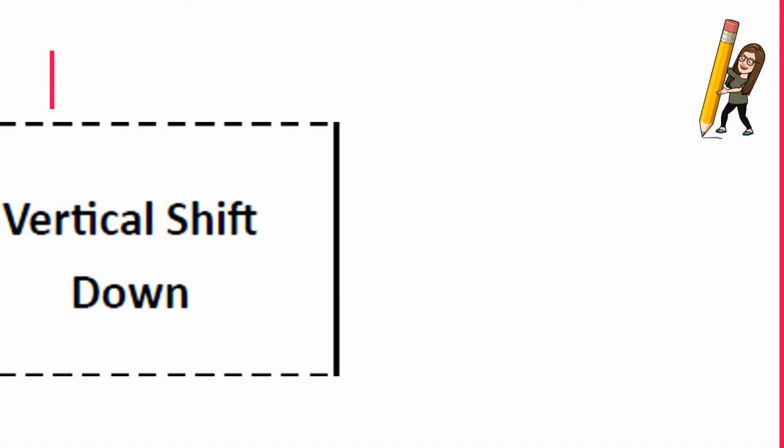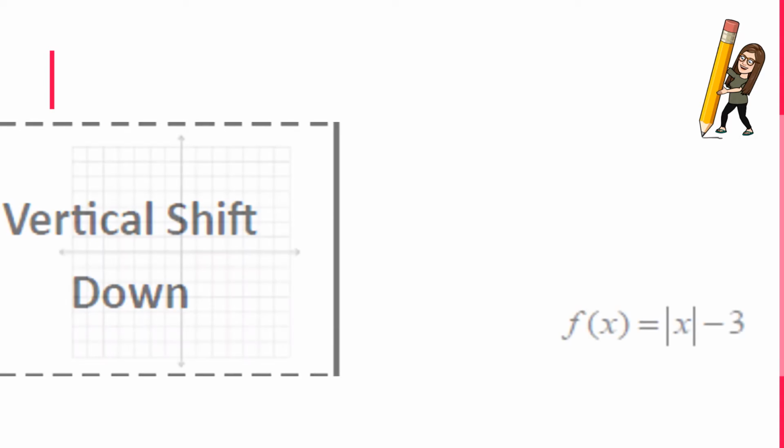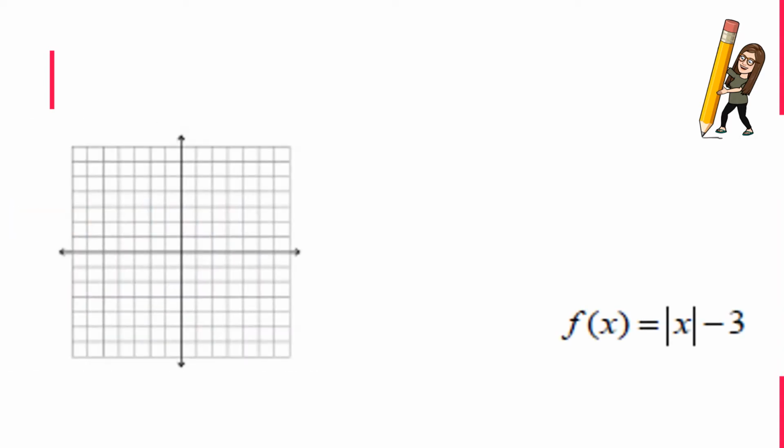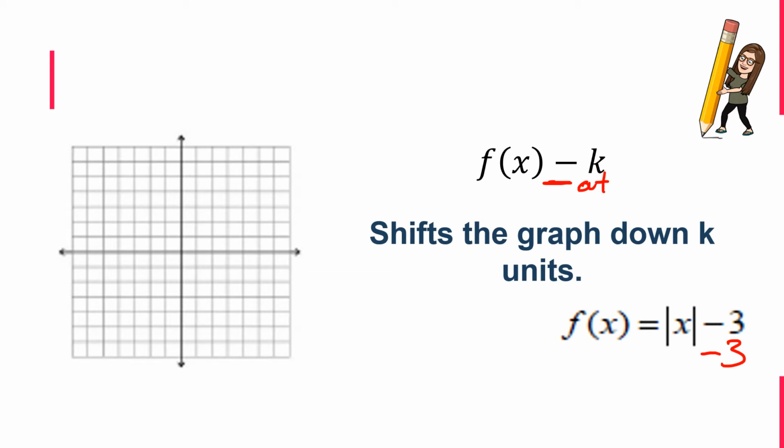Vertical shift down. Let's look at that tab. Well, just think it's the opposite, right? So if I have a function of the absolute value of x minus 3, or if I have something being subtracted from the outside, like a 3, that means it's shifting the graph down k units. Down because it's negative, k is the number.